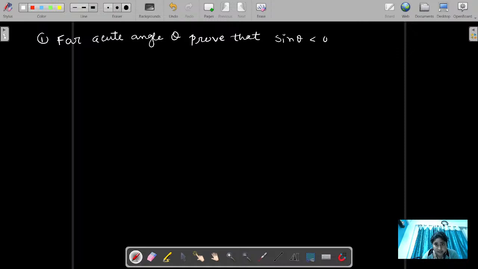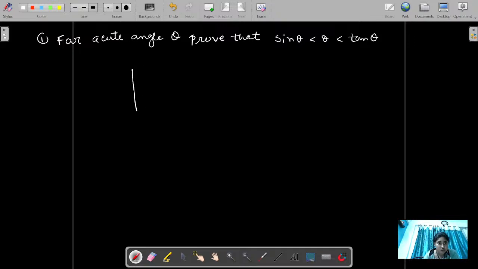Okay, so the question is, for acute angle theta, prove that sine theta is less than tan theta. Okay, so that is the question. Now, how to solve this?